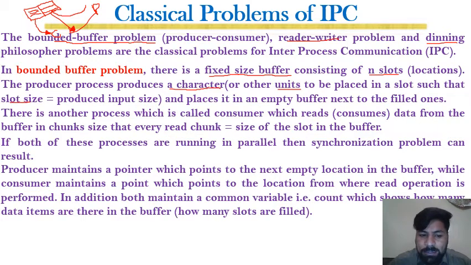The producer maintains a pointer which points to the next empty location in the buffer, because it is placing characters in the buffer, so that the next produced input can be placed at that location. The consumer maintains a pointer which points to the location from where the read operation is going to be performed.